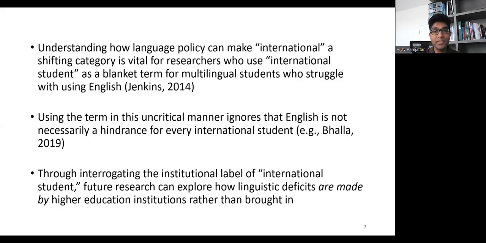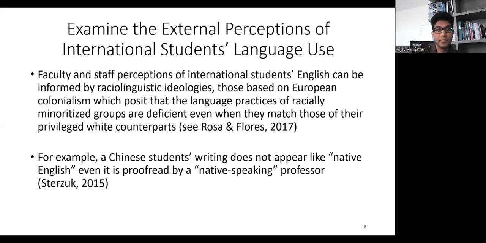So through interrogating the institutional label of international student, future research can explore how linguistic deficits are made by higher education institutions rather than brought in by people like international students. So just as university language policies can dismiss the English proficiency of particular international students, representatives of universities, such as faculty and staff, also contribute to this dismissal through their everyday perceptions of these students' English.